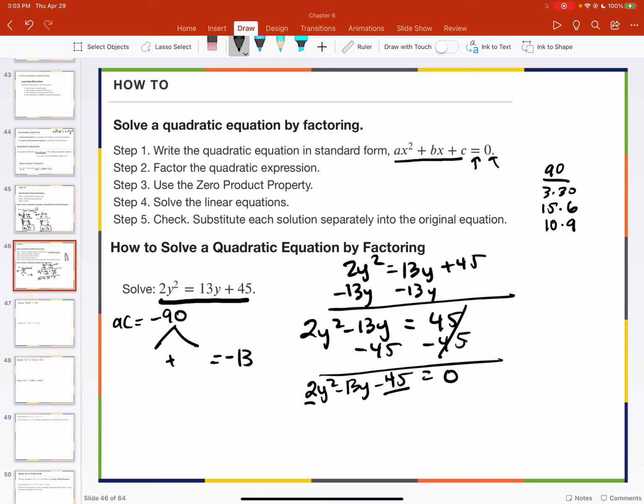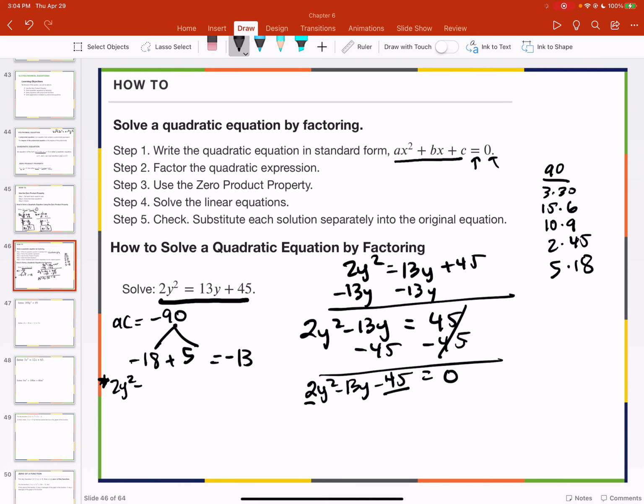Let's see, what else? One of them has to be negative. 2 times 45 is also a possibility. And I'm thinking, is there any others? 5 times something, right? 5 times, let's see, 18. Oh, there it is. 5 times 18. So negative 18 times a positive 5 gives me negative 90, and added together they give me negative 13. So that's okay. Now we need to rewrite this equation, so I'm going to write it over here.